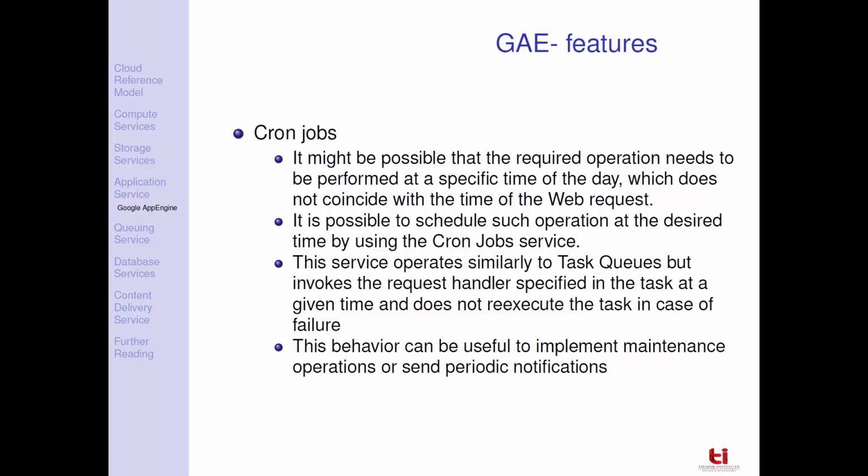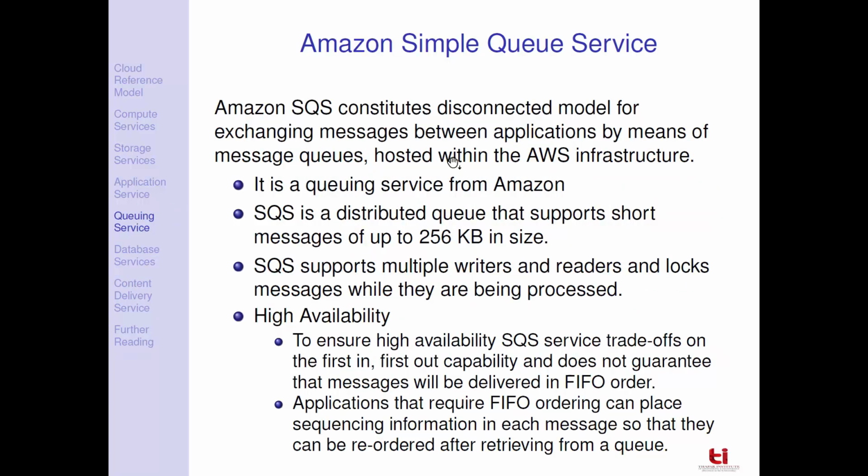So with this we have understood most of the features of Google App Engine. Next, let us see what queuing services are. An example of a queuing service is Amazon Simple Queue Service. So basically queues allow applications to communicate by exchanging messages through queues. Amazon's SQS constitutes a disconnected model for exchanging messages between applications by means of message queues hosted within the AWS infrastructure.